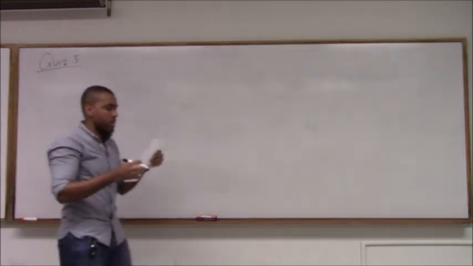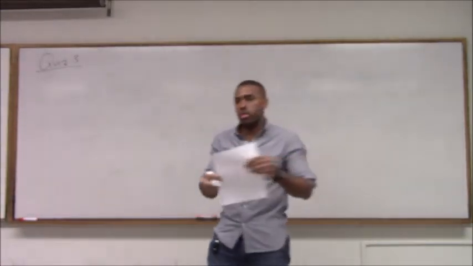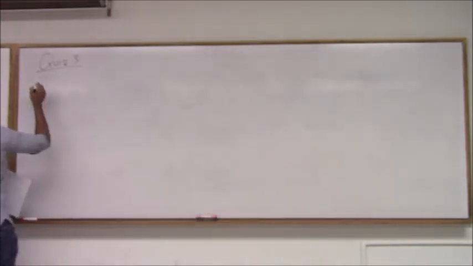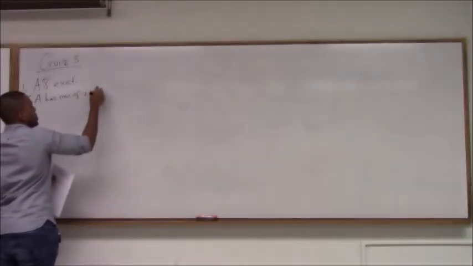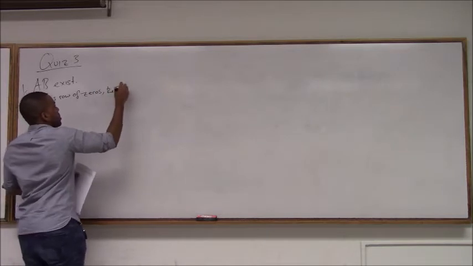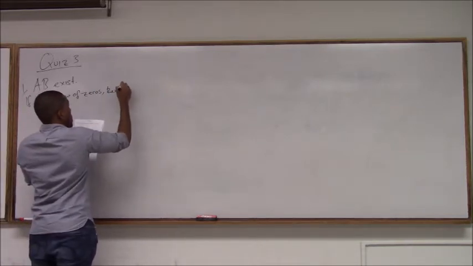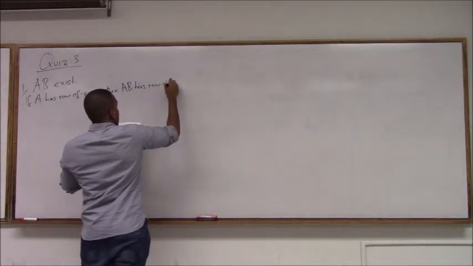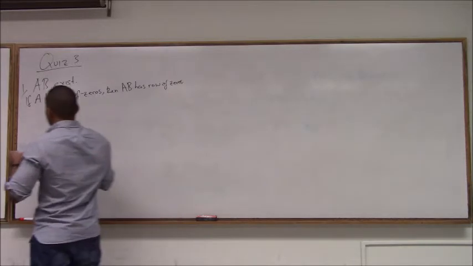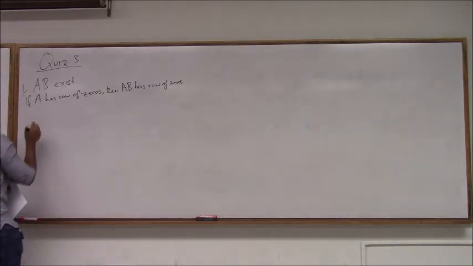So true or false, if the product AB is defined and A has a row of zeros, then AB will have a row of zeros. So this is problem 1. AB exists. If A has a row of zeros, then AB has a row of zeros. So this is an implication. True or false? True. It's actually true.